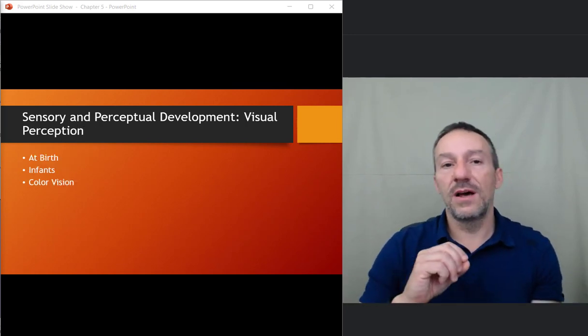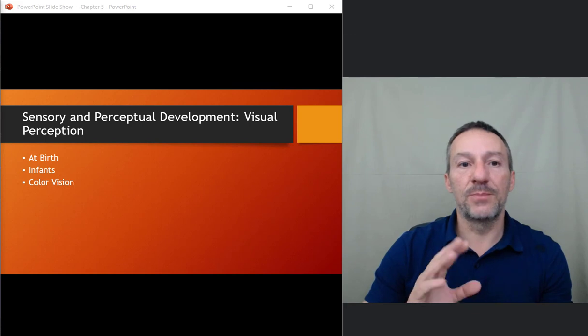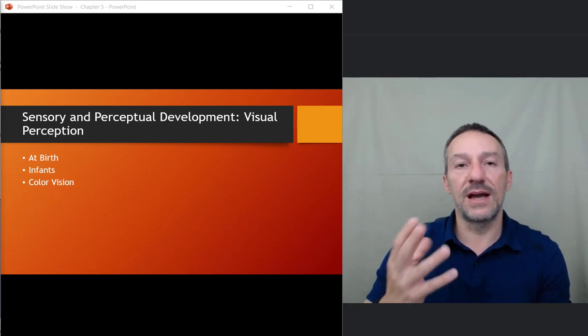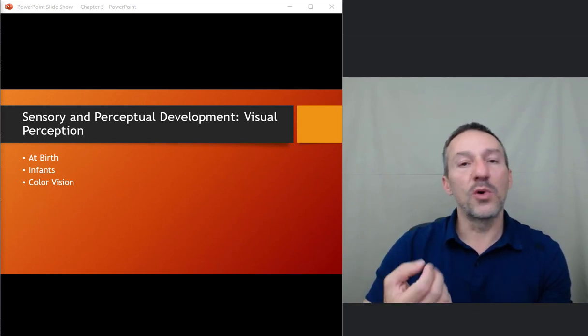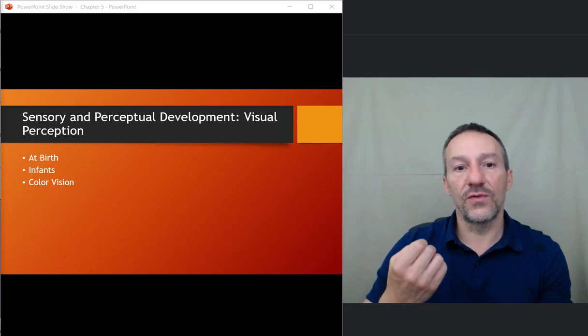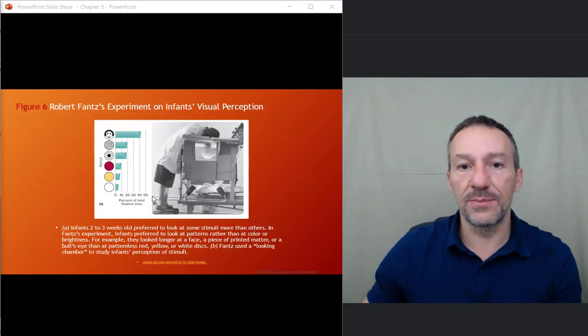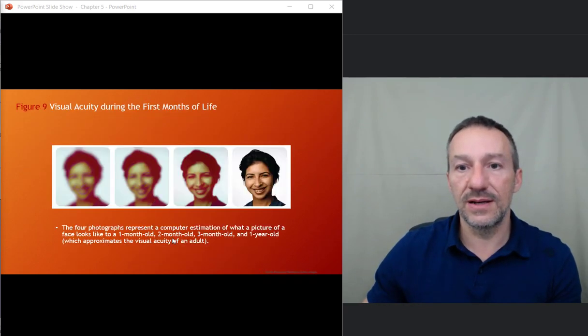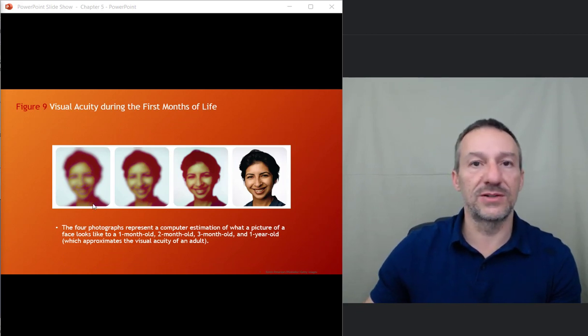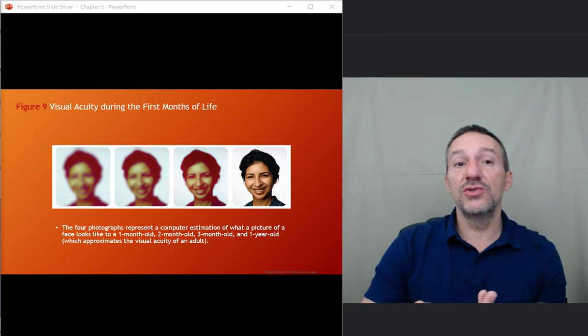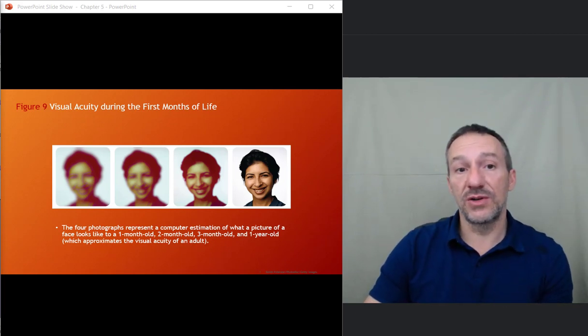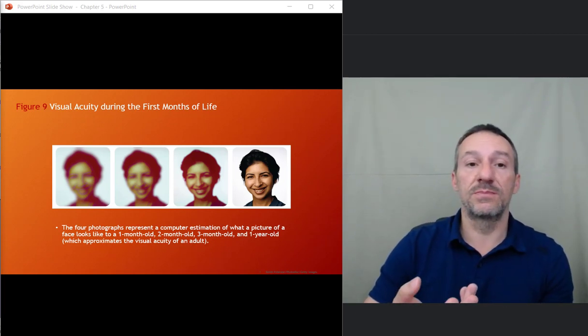On the development of visual perception, at birth, the nerves, the muscles, the lens of the eyes are all still developing. Newborns really cannot see things that are far away. And I have an example of this on a different slide here. So yes, this is what a person looks like to a 1 month old. Infants do show an interest in human faces soon after birth, and they can perceive certain patterns.